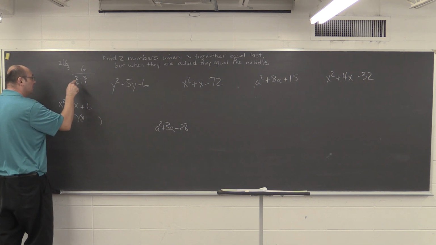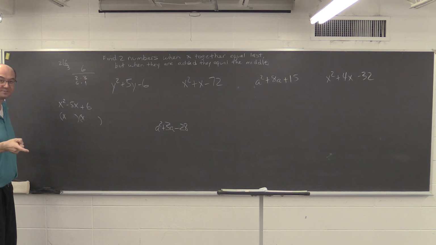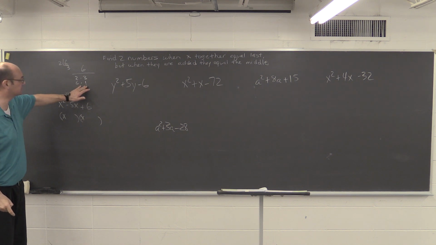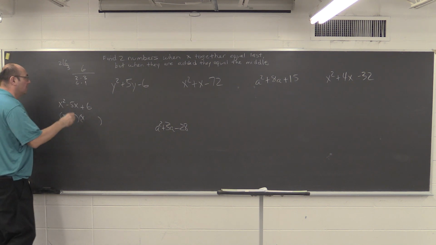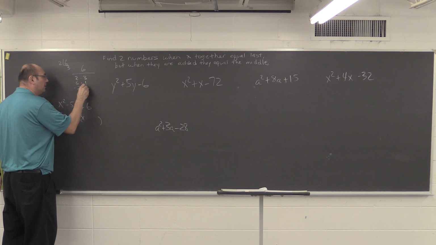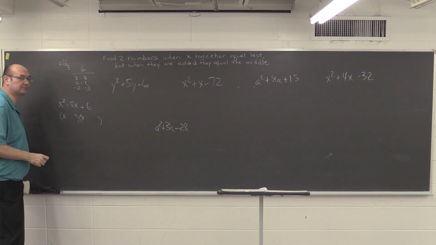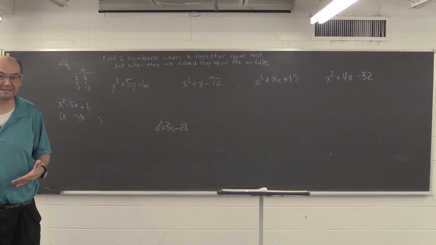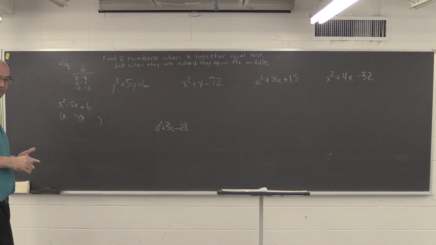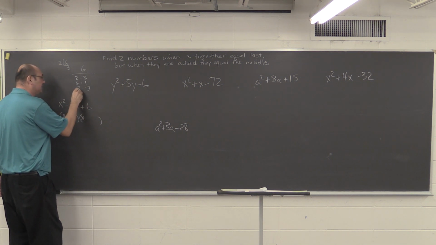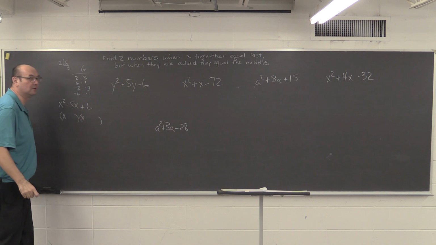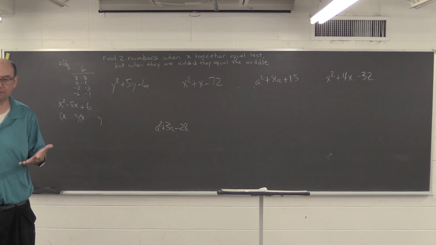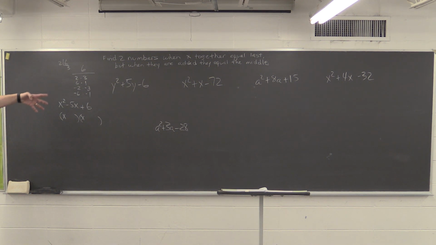Not only are 2 and 3 factors of 6, not only is 6 and 1 a factor of 6, but we actually have to remember that a negative 2 times a negative 3 multiplied together is also a factor of 6. And that negative 6 and a negative 1 multiplied together is also 6. So we actually have 4 sets here. So let's do this, all right?